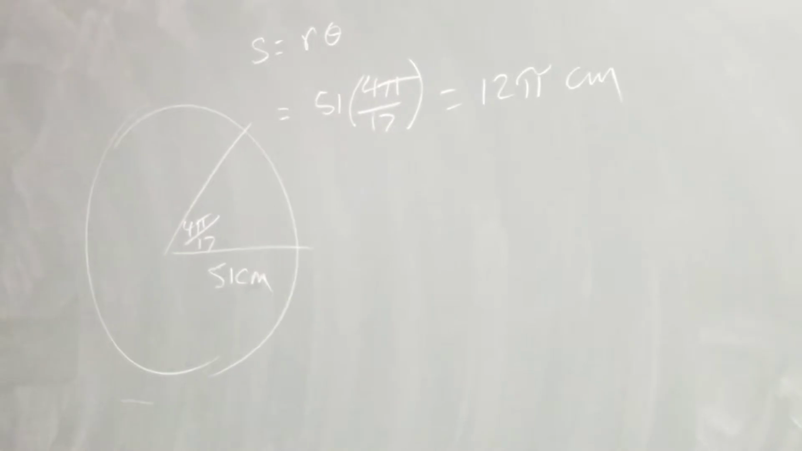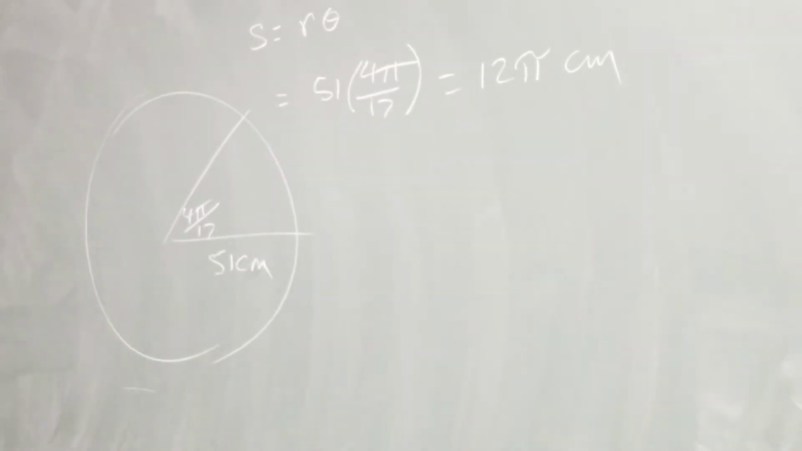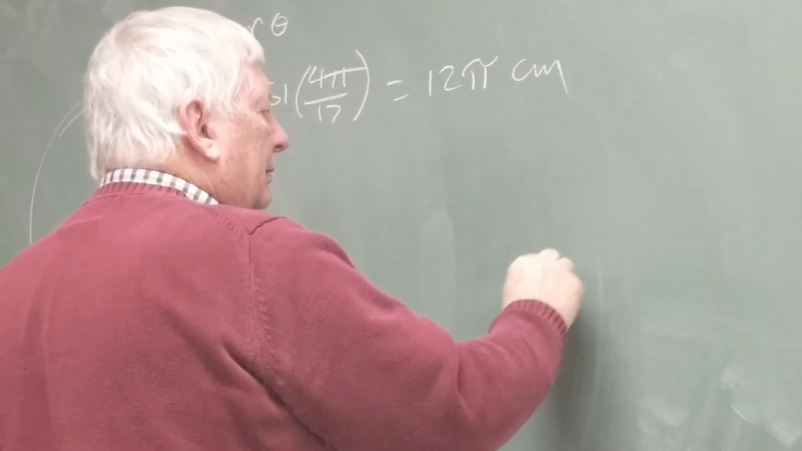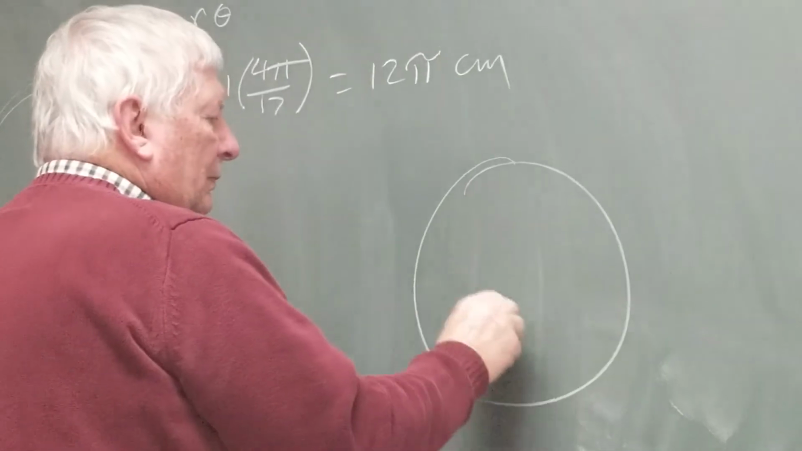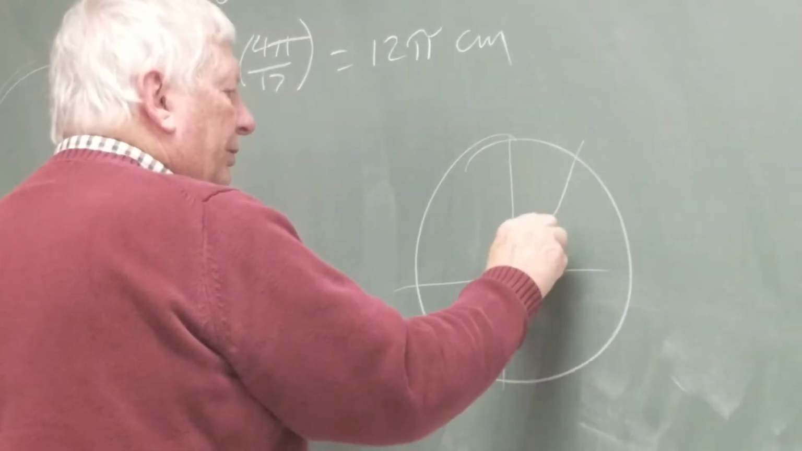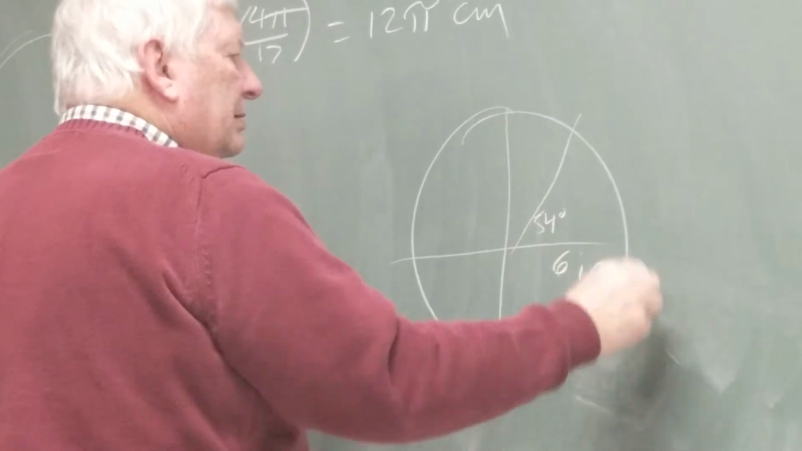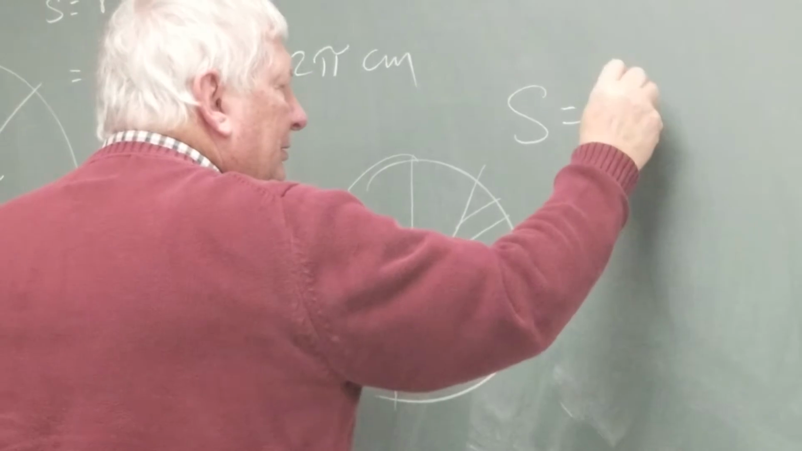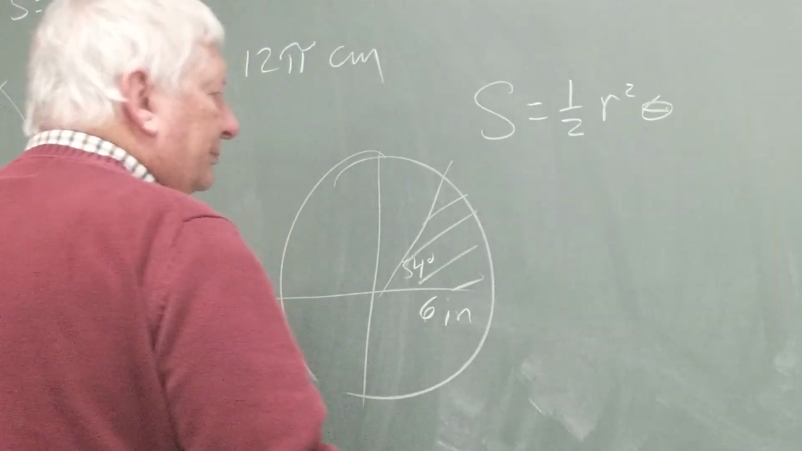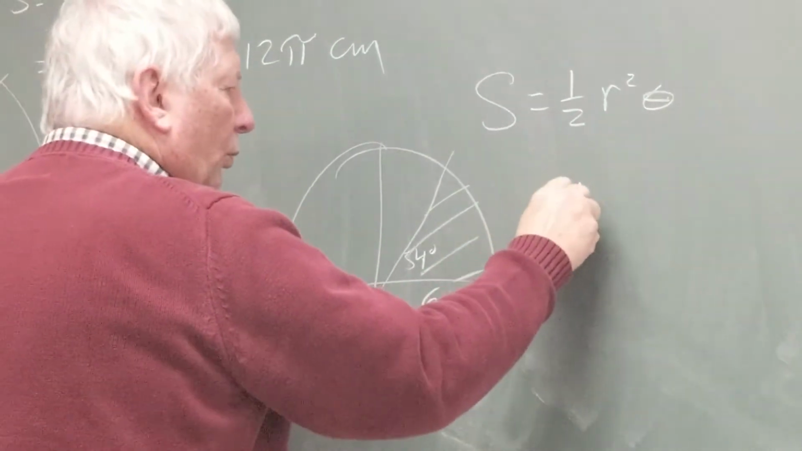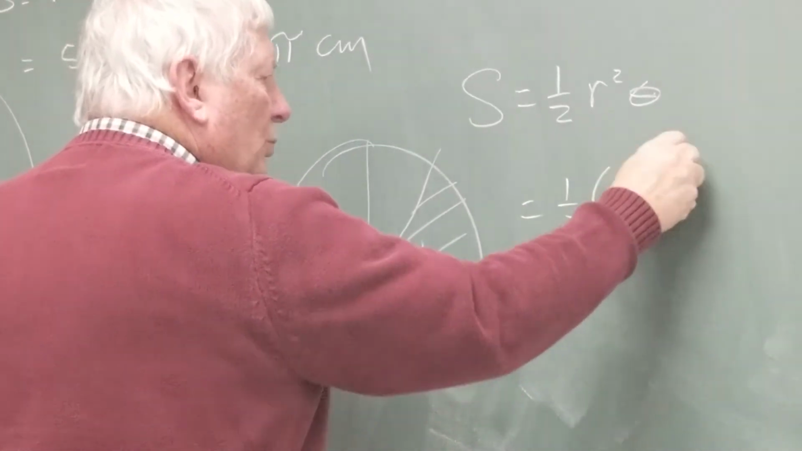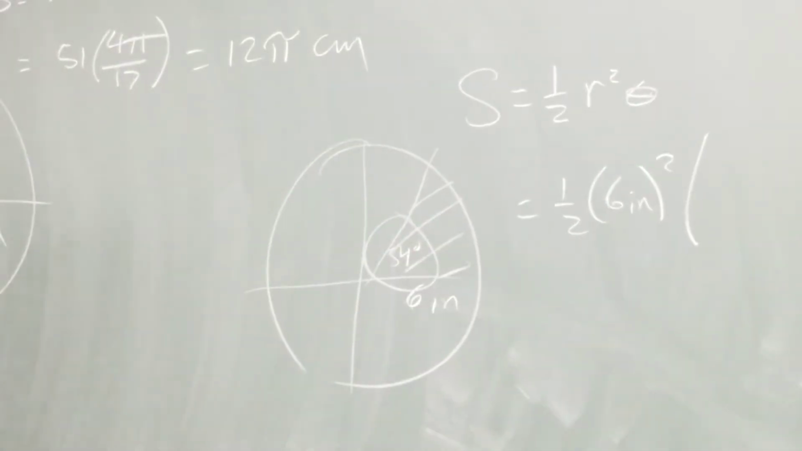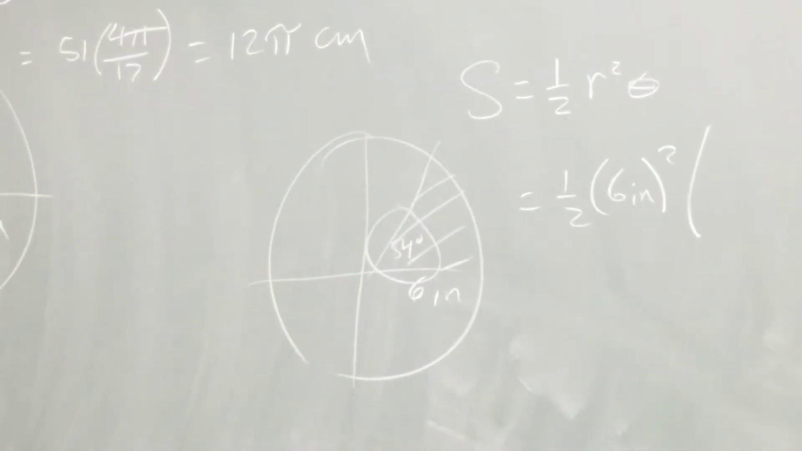Part B. Sector area of an angle of 54 degrees with a radius of 6 inches. Again, we have some angle, 54 degrees, radius is 6 inches. And we want the sector area. Sector area is 1/2 r squared theta, which in our case is 1/2 of 6 inches squared times, has to be in radians, and that is 3 pi over 10.